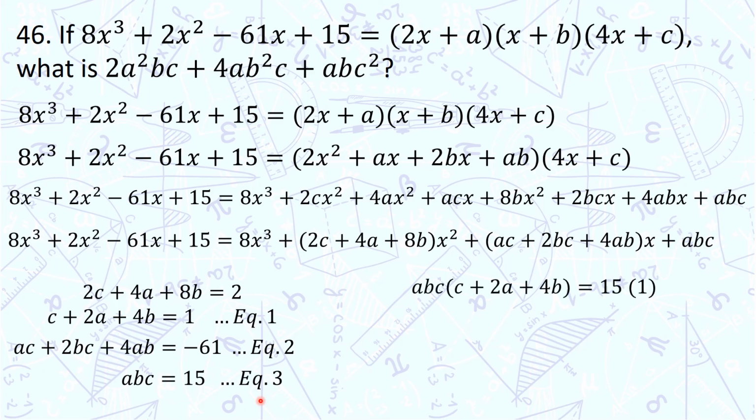Notice that if we multiply equation 1 and equation 3 term-wise, we will get ABC times the quantity c plus 2a plus 4b equals 15 times 1. So we have ABC squared plus 2a squared bc plus 4ab squared c is equal to 15. And this is our required value, 15.